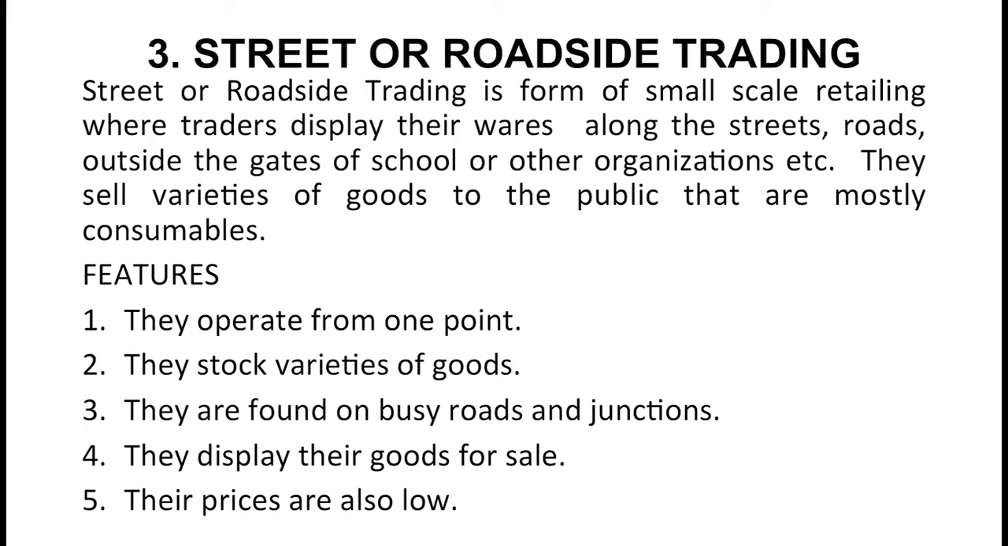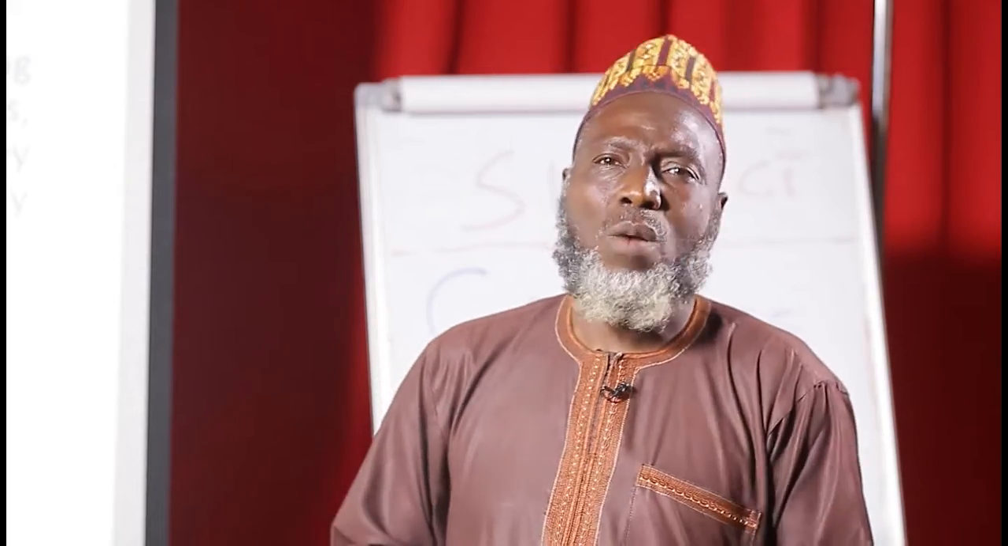Now, what are the features of this type of small-scale retailing? Number one, they operate from one point. Yes, they stay in one place. They don't move. Number two, they stock varieties of goods too. Number three, they are found in busy roads. That's where the customers are likely to be. And junctions. Number four, they display their goods for sale, for people to see and buy. Number five, their prices are also low, just like the mobile shop, just like the hawkers.